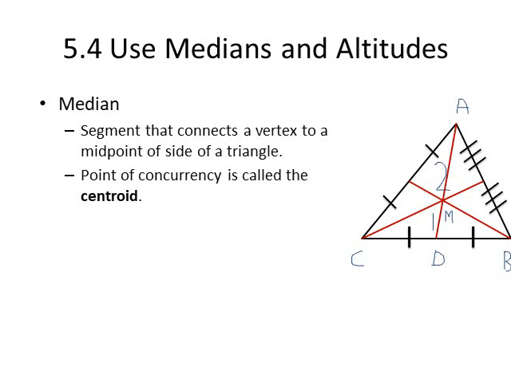The centroid is a balance point because it divides the median in a ratio of 1 to 2. What is the meaning of 1 to 2? I can write the names for the points now, like that.